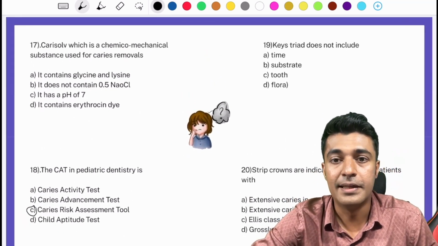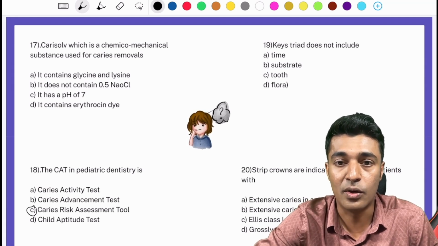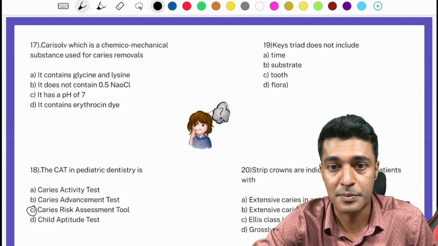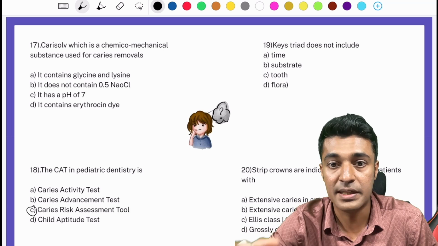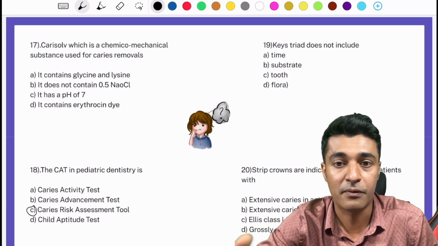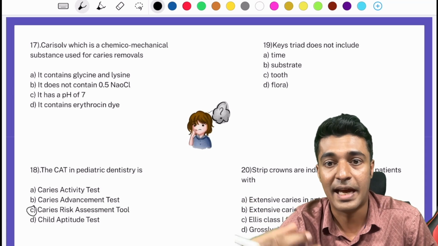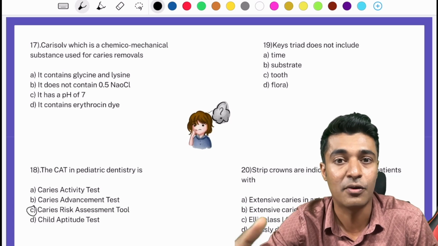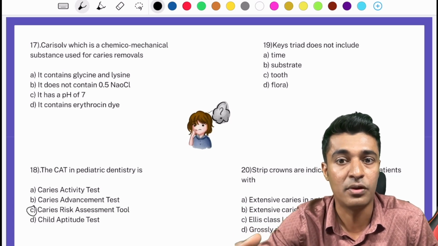Question number 19. The Keyes triad does not include time, substrate, tooth, and flora. The Keyes triad consists of substrate, tooth, and flora, that is the microorganisms, and the host. It does not have time. Time was introduced later on by Newbrun. That is the fourth factor.